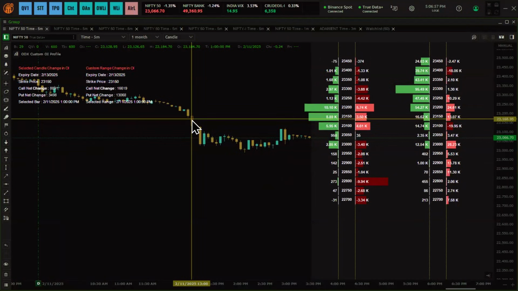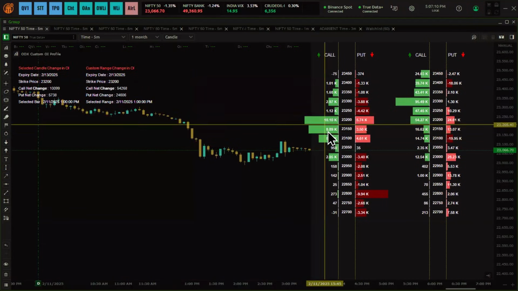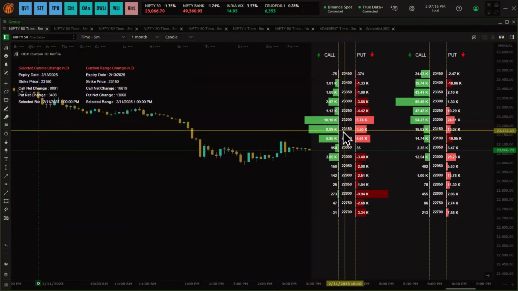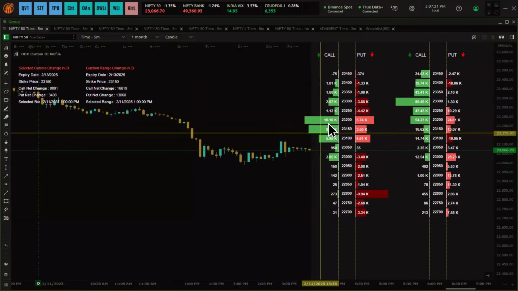So this is at around 1. In those 5 minutes, what was the open interest? There was an increase or decrease in open interest on both sides. On the call side, there was an addition of 10,000 on the 23,200 strike. Then there was almost 9K on 23,150. So this is the increase in open interest.